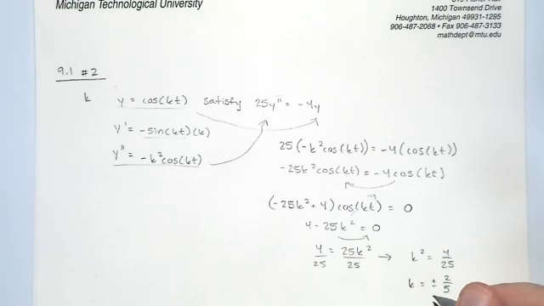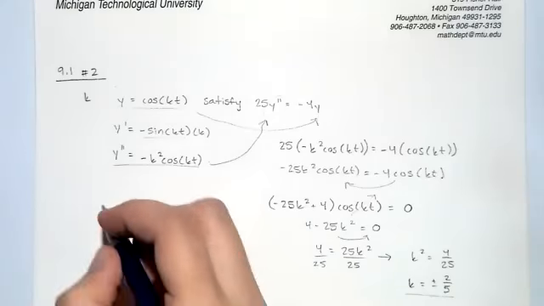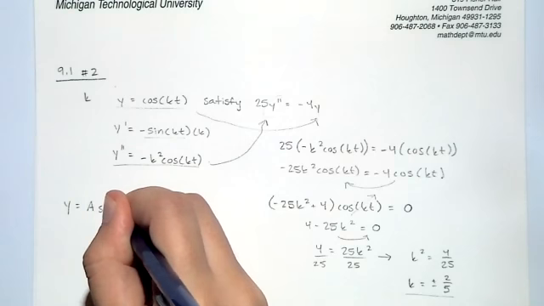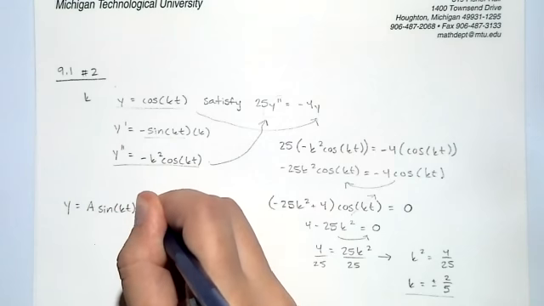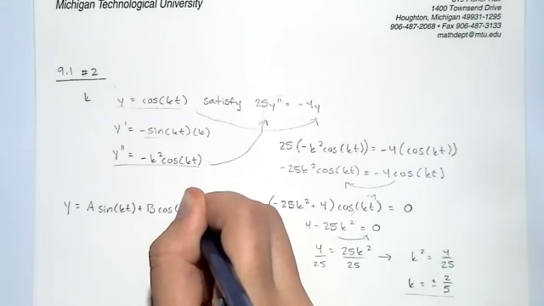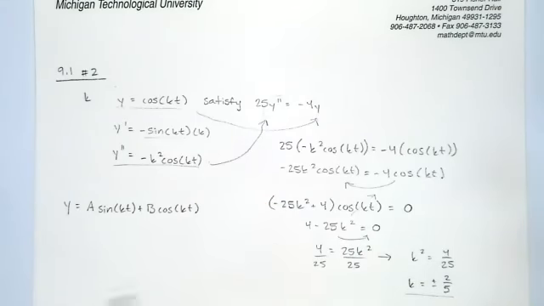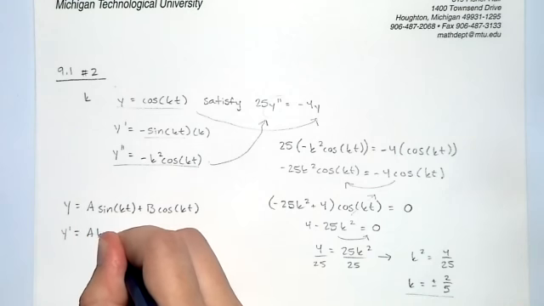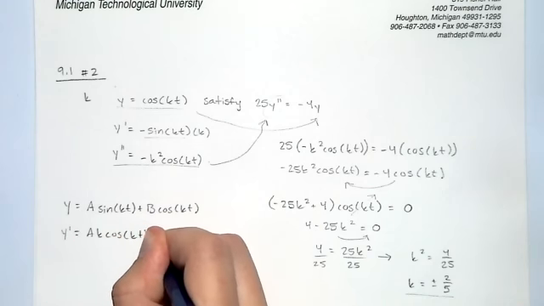Now there is a part B here. Part B is talking about, for these values of k that we just found, we want to verify that every member of the family of functions, y is equal to a sine of kt plus b cosine of kt, is also a solution. So thankfully it does give us our y prime and our y double prime. So I am going to write those out here.